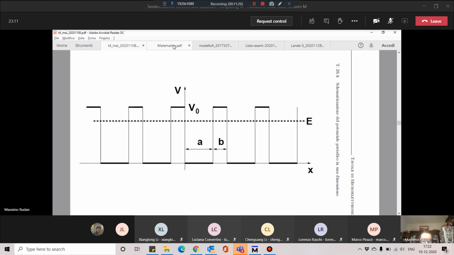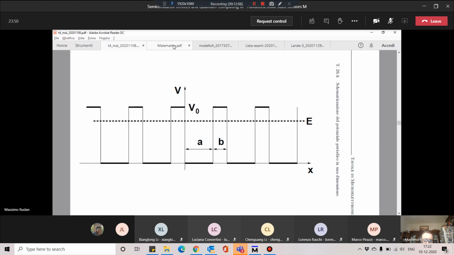In other terms, the potential energy is zero over some intervals, and the extension of this interval is a, small a, as you see in the figure. And then the potential energy in the other intervals, whose width is equal to b, is non-zero and has a constant value that is called V0.